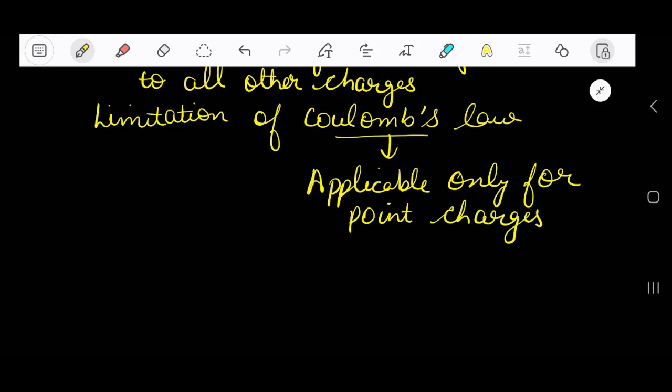Point charges doesn't mean that the size of the charges is of the point size. We can also consider it from the frame of reference. Suppose we have a charged body and we are seeing it from a very far distance. From the far distance we'll consider this body as a point charge. So this is one of the limitations of Coulomb's law, and for continuous charged bodies we'll study further how to calculate the force.